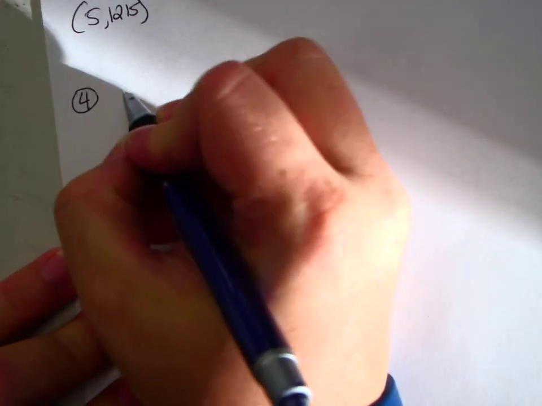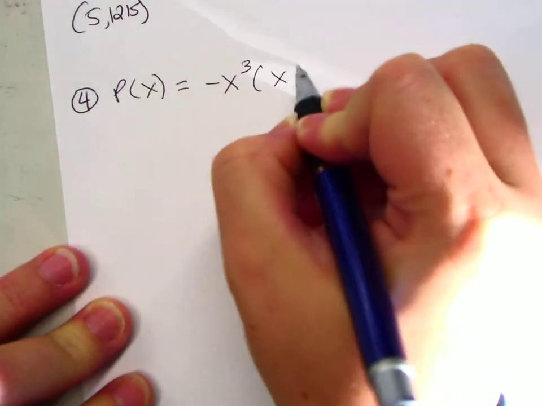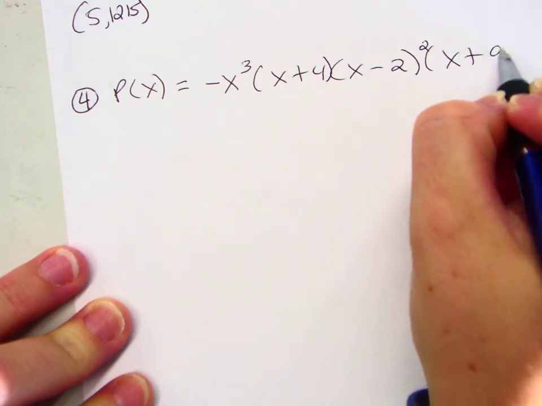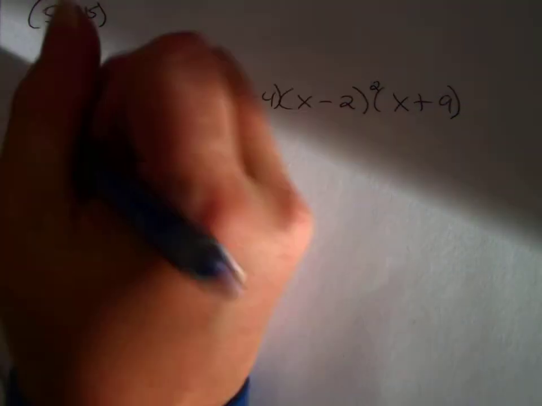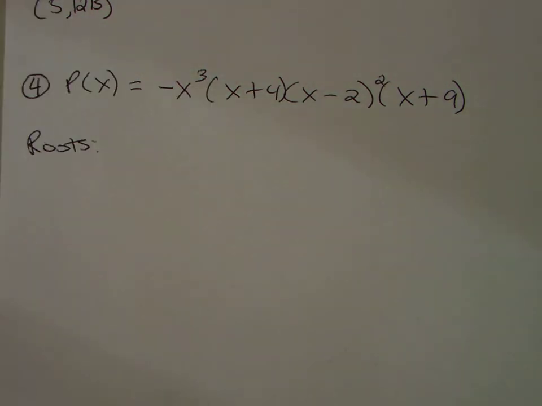All right, number 4. Let's do this one. P of x equals, write the problem down, negative x cubed times (x plus 4) times (x minus 2) quantity squared. Let me try putting this down. Did that help? There we go.